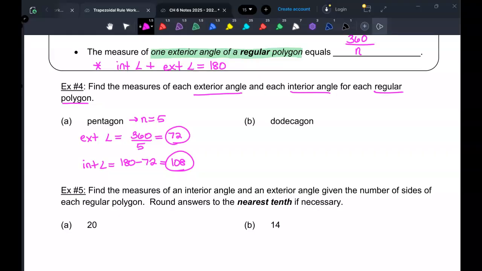How about a dodecagon? How many sides? 12 sides. So our exterior angle is 360 divided by 12, and that makes our interior angle 150.